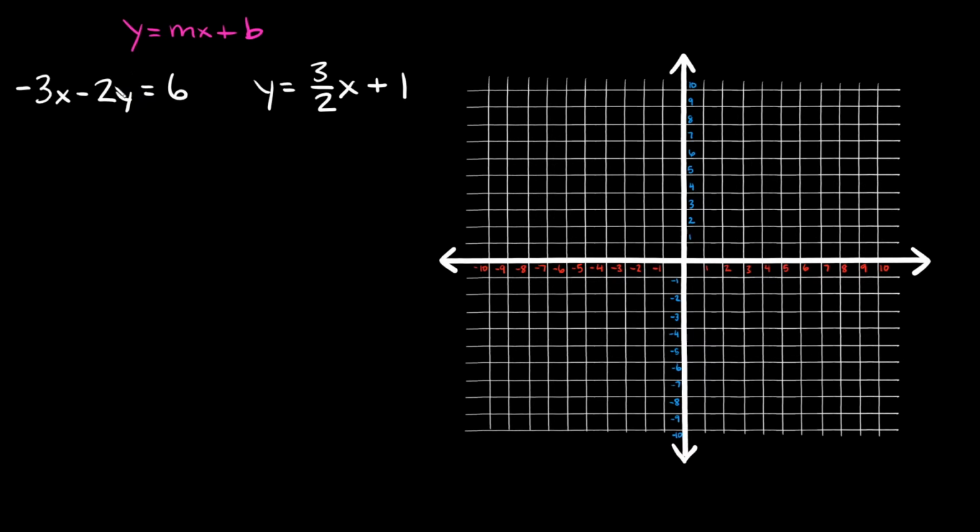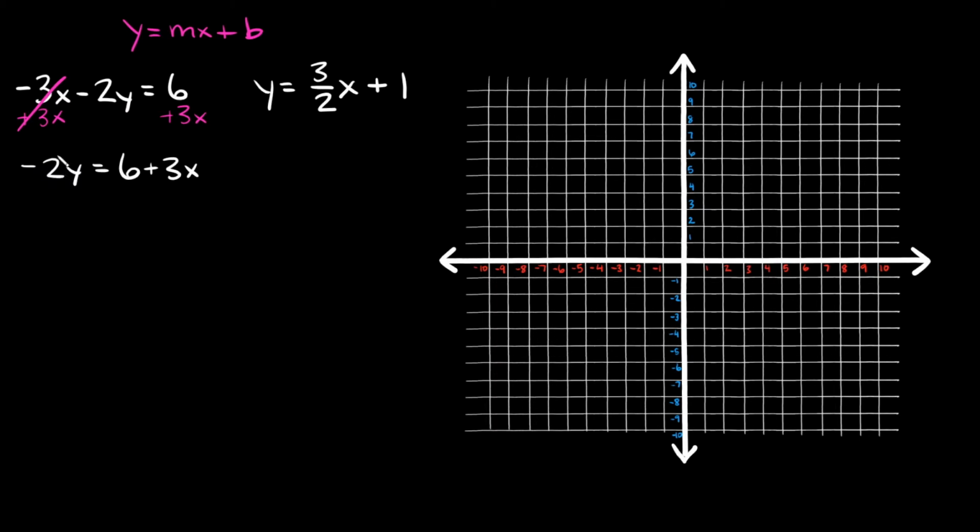In order to do that, we basically just need to isolate y by itself on one side of the equal sign, because that's how the slope-intercept form is. So the first thing I'm going to do is get rid of this negative 3x. I'm going to do that by adding 3x, and what you do to one side, you do to the other. So then these 3x's just cancel out. We're just going to be left with negative 2y is equal to 6 plus 3x. Okay, we're almost there.